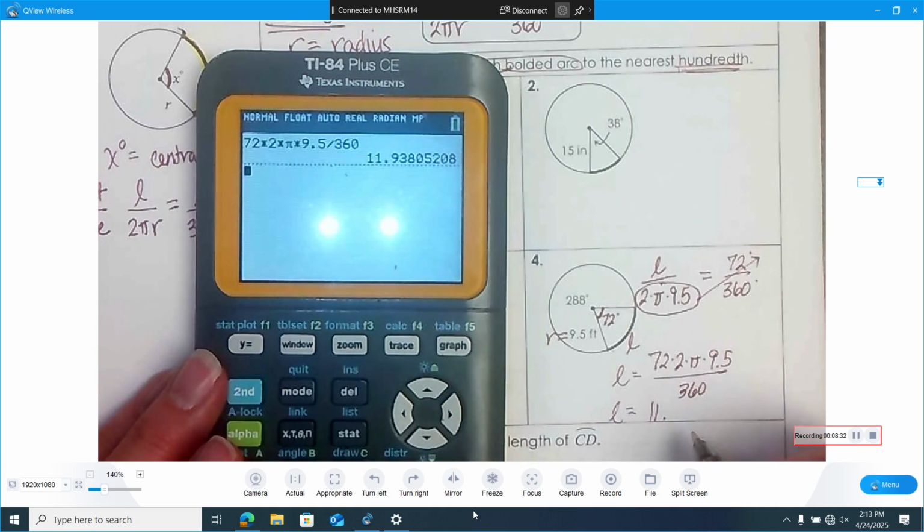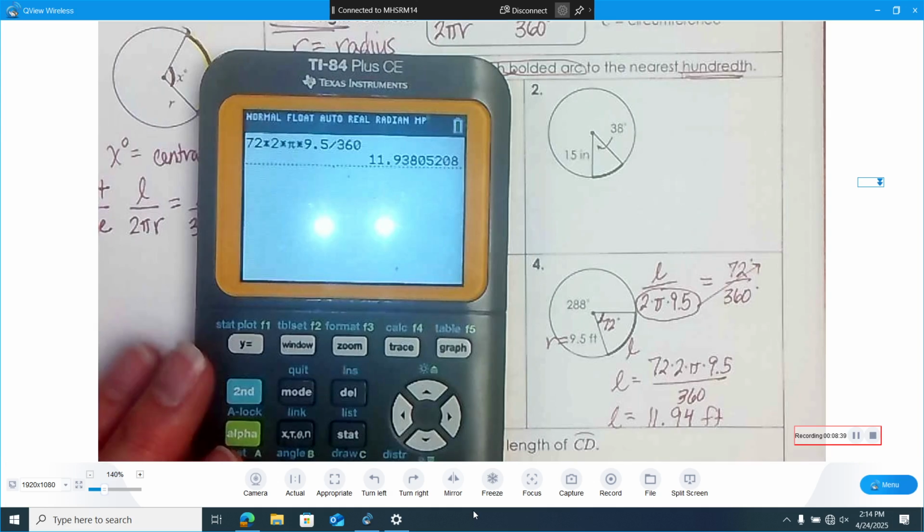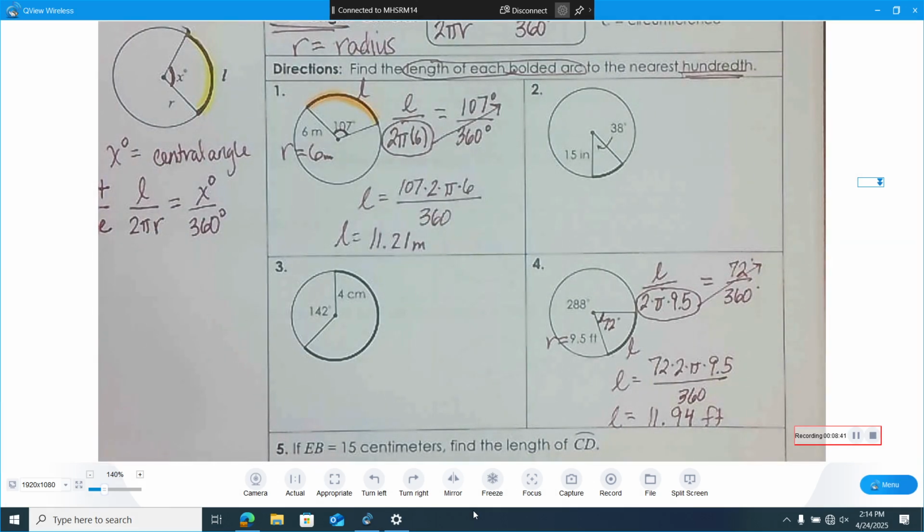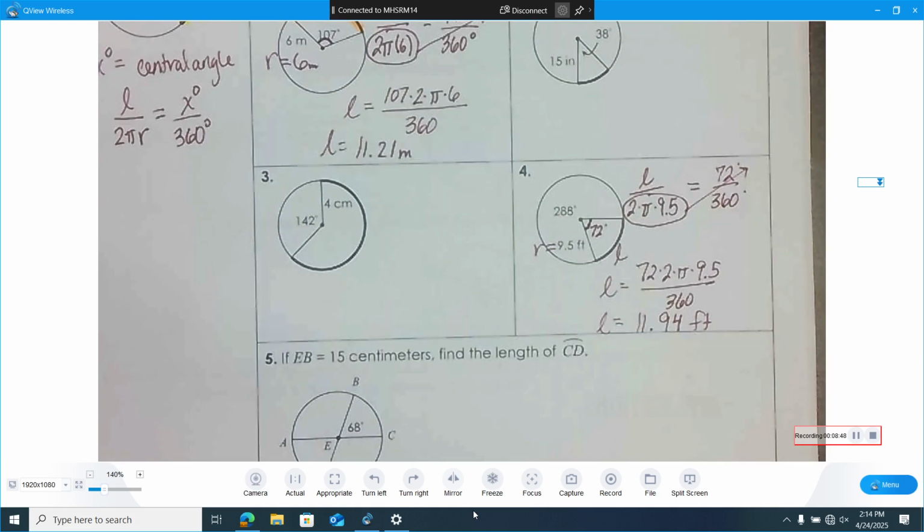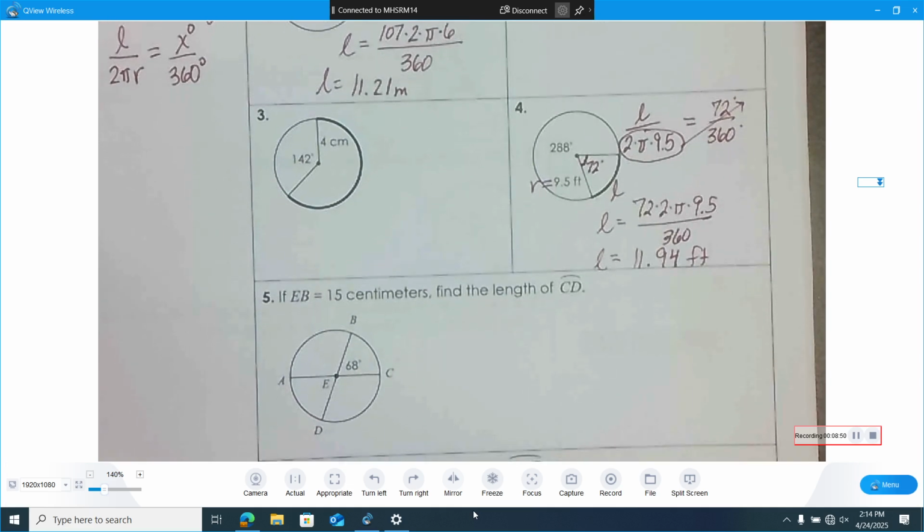I want 2 decimal places, please. 9.94 is right. Good. All right. 11.94 feet. All right. Easy or hard? That's pretty easy, yeah? Let's look at number 5.